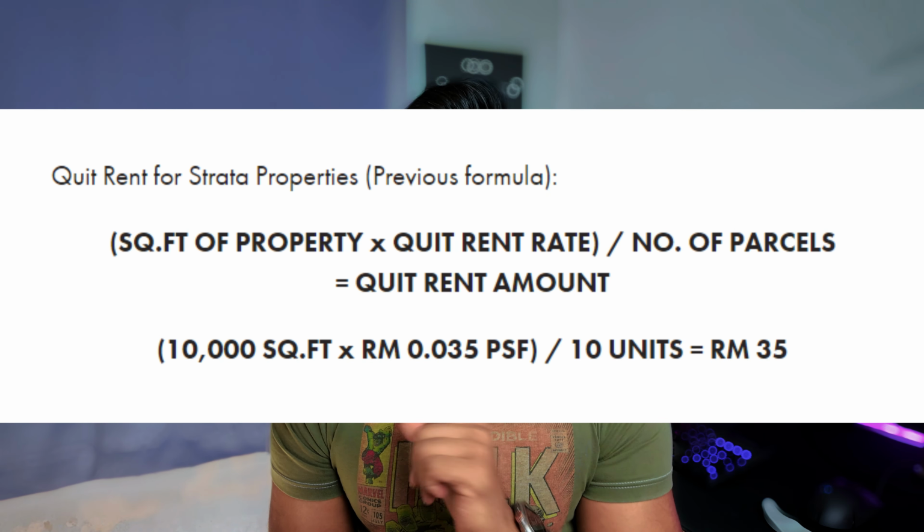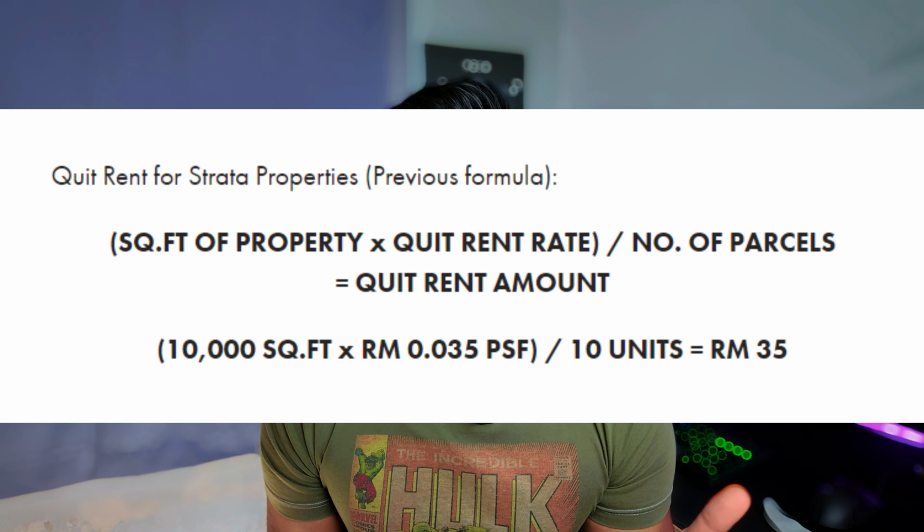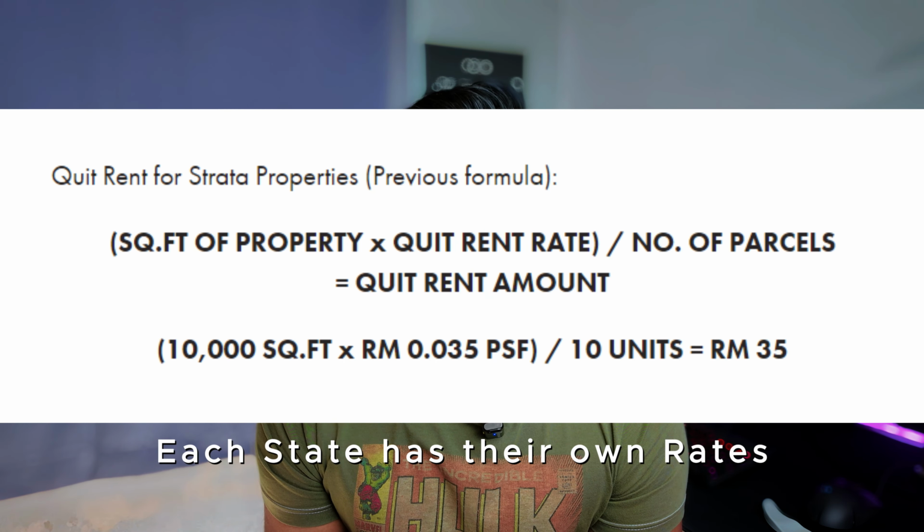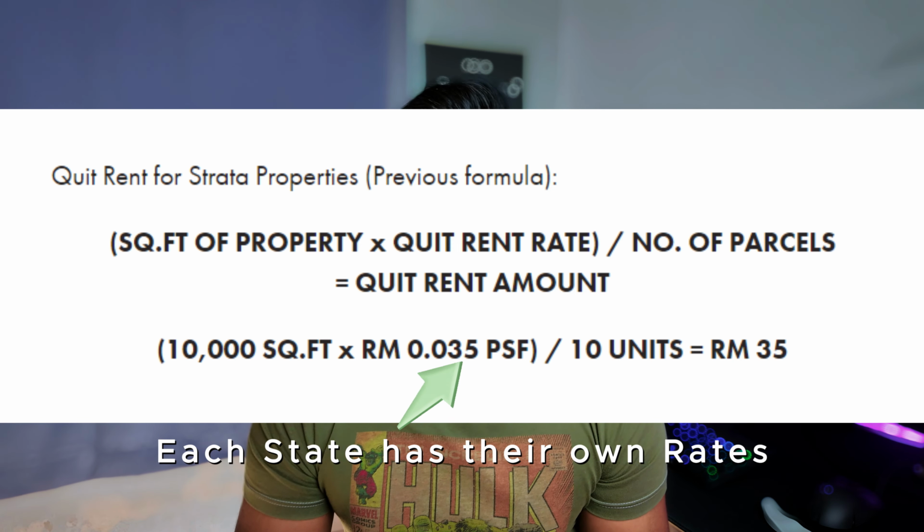Interestingly enough, the law has changed quite a bit in the past 6-7 years. Previously, the calculation of quit rent was like this. Let's say there are 10 units and each unit is 1,000 square feet, so you have about 10,000 square feet of total residential built-up. You multiply it by 3.5 cents per square foot, so you get about 350 ringgit. That 350 ringgit is split among 10 units, so each unit pays 35 ringgit a year.